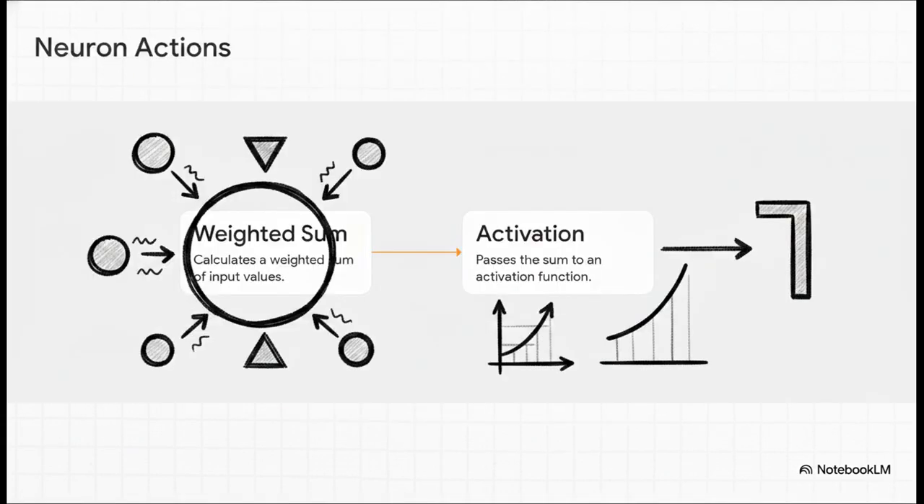If we zoom in a bit, inside these networks are individual nodes, or neurons. And every single neuron executes a simple but incredibly powerful 2-step action. First, it calculates a weighted sum of the input values. It's literally multiplying the inputs by their assigned weights. Second, it passes that sum to an activation function, like a ReLU or a Sigmoid function. And that activation function? That's what introduces the crucial nonlinearity we were just talking about. It basically acts as a gatekeeper, deciding exactly what signals get to move forward through the network.